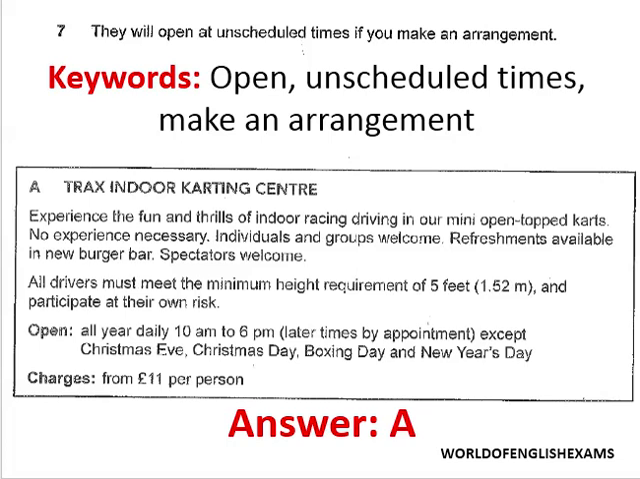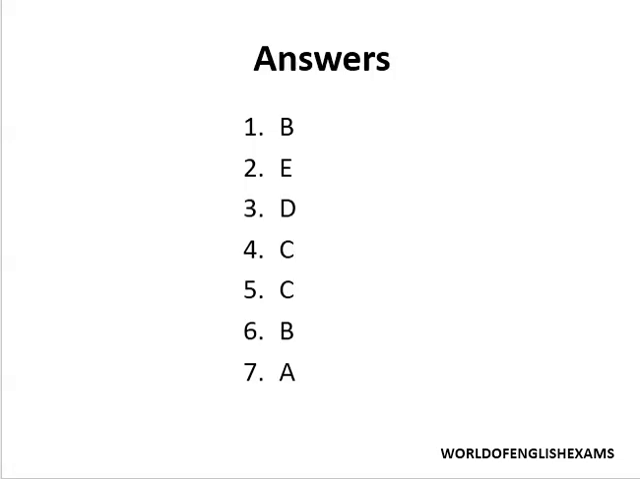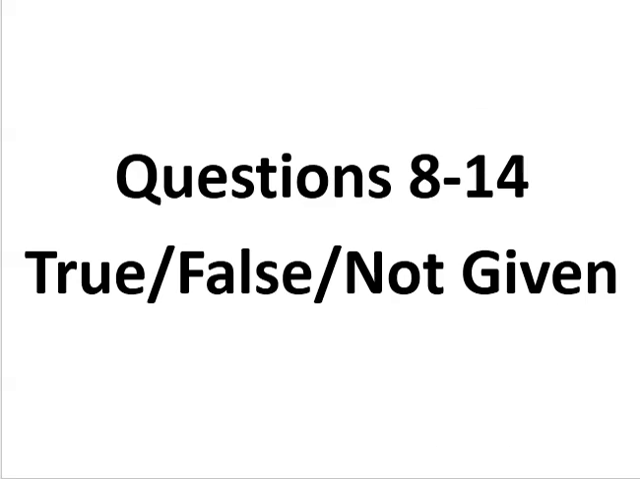So here is the answer key: B, E, D, double C and B, A. Can you see that C is repeated twice and B is also repeated twice, satisfying our instruction NB. So let's proceed forward with answering true, false, not given, which constitute the next set of questions in the Cambridge IELTS 14 General Training Reading Test 3.